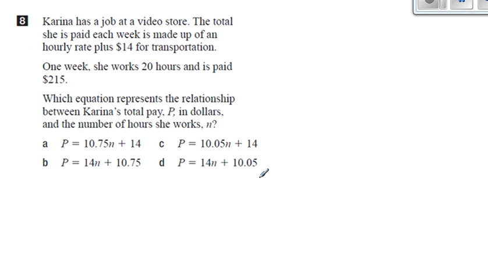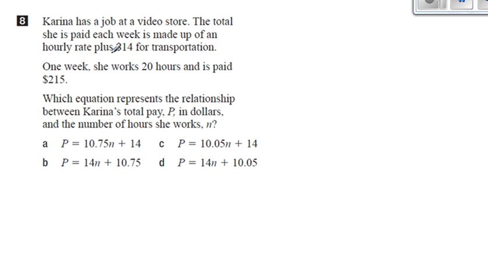Question 8. Karina has a job at a video store. The total she is paid each week is made up of an hourly rate plus $14 for transportation. 1 week she works 20 hours and is paid $215. Which equation represents the relationship between Karina's total pay in dollars and the number of hours she works?